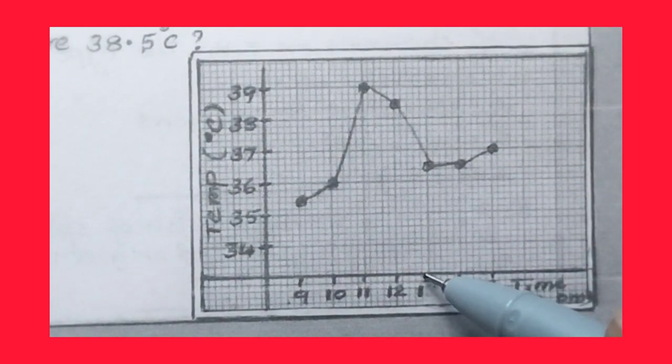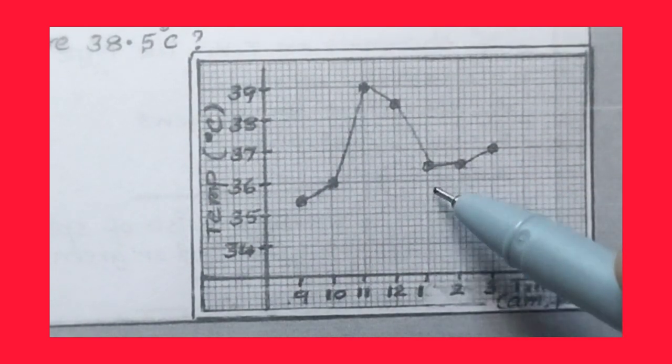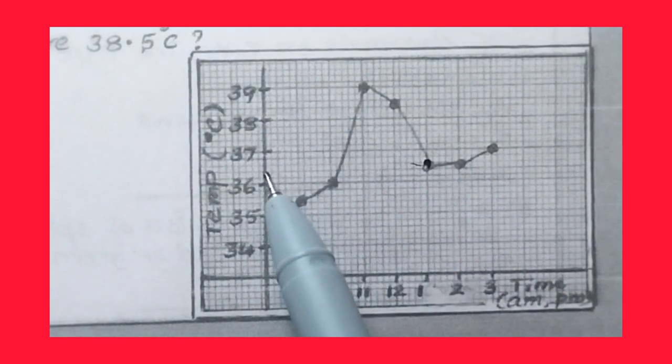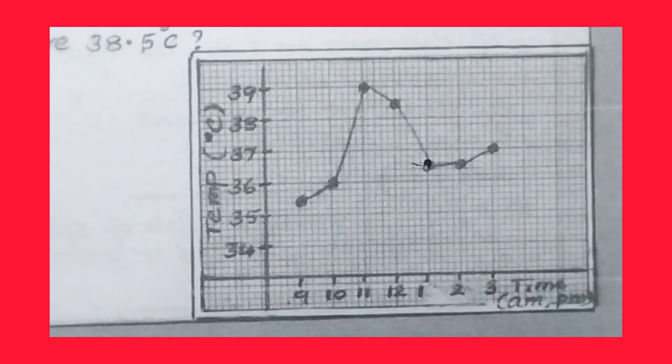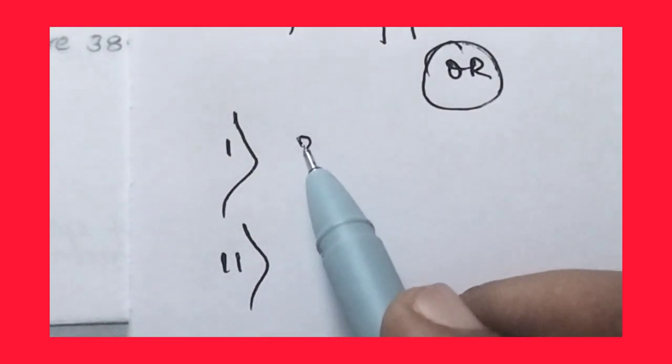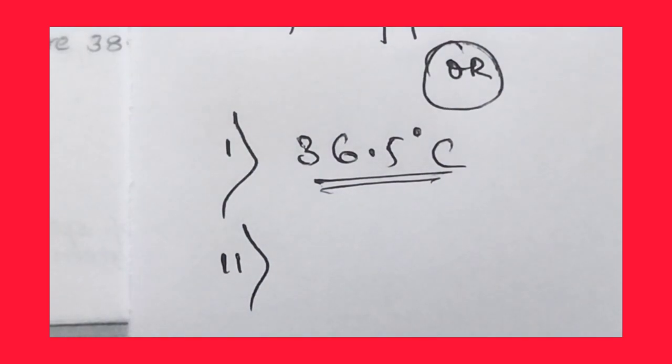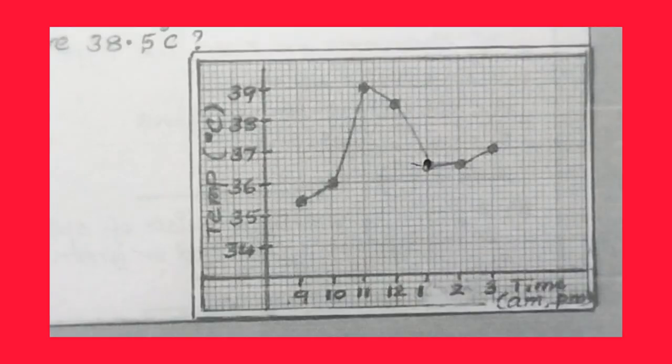Here the first question is, what was the patient's temperature at 1 p.m.? Look at 1 p.m. here and go straight across. The mark is between 36 and 37, so it is 36.5 degrees Celsius. For the first question, the right answer is 36.5 degrees Celsius.